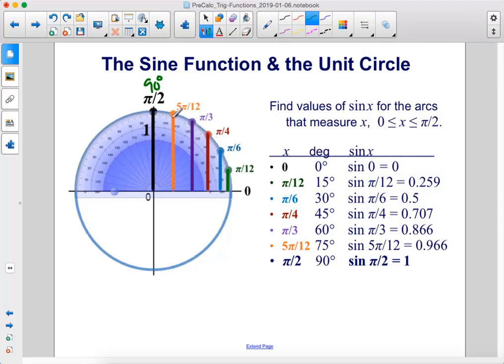So here we have 5 pi over 12. That is a sine value of 0.966, which is very close to 1. As you get down to pi over 4, we have 0.707. At pi over 6, we have 1/2. So here is where sine of pi over 6 is 1/2. As you go down to 0, though, then there's no more line. Sine of 0 is 0.